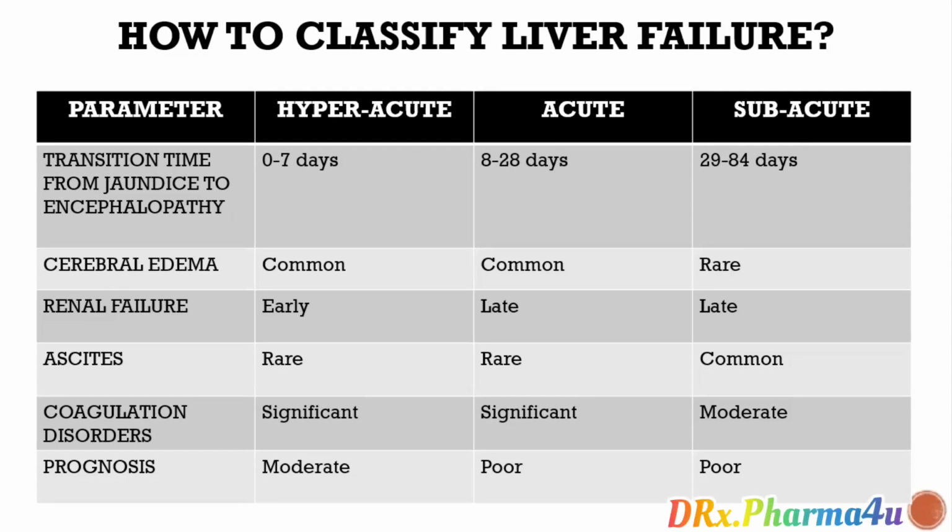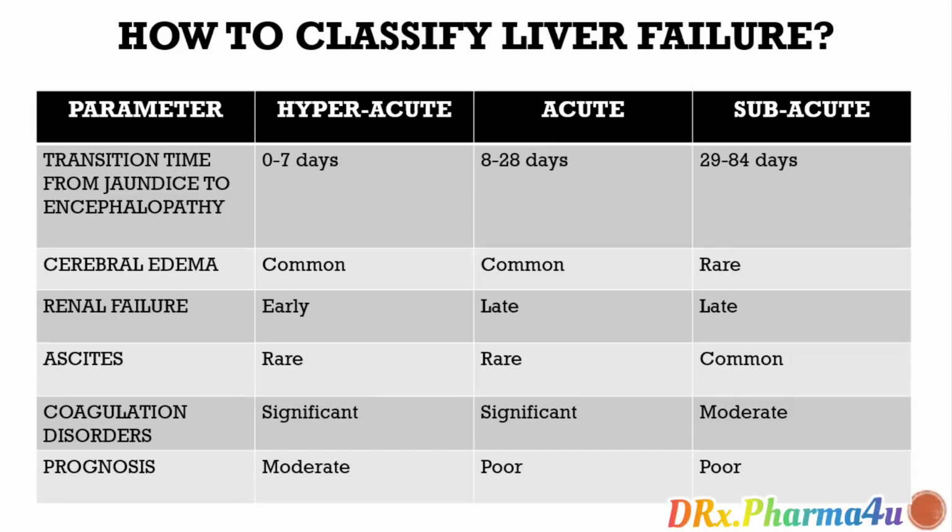Why do they actually occur? So simply, we should not learn that cerebral edema happens, encephalopathy happens, renal failure happens. Like that we should not study. We should try to understand what is the mechanism behind such occurrences. So cerebral edema is very common in hyperacute and acute liver failure, but it is very rare in subacute.